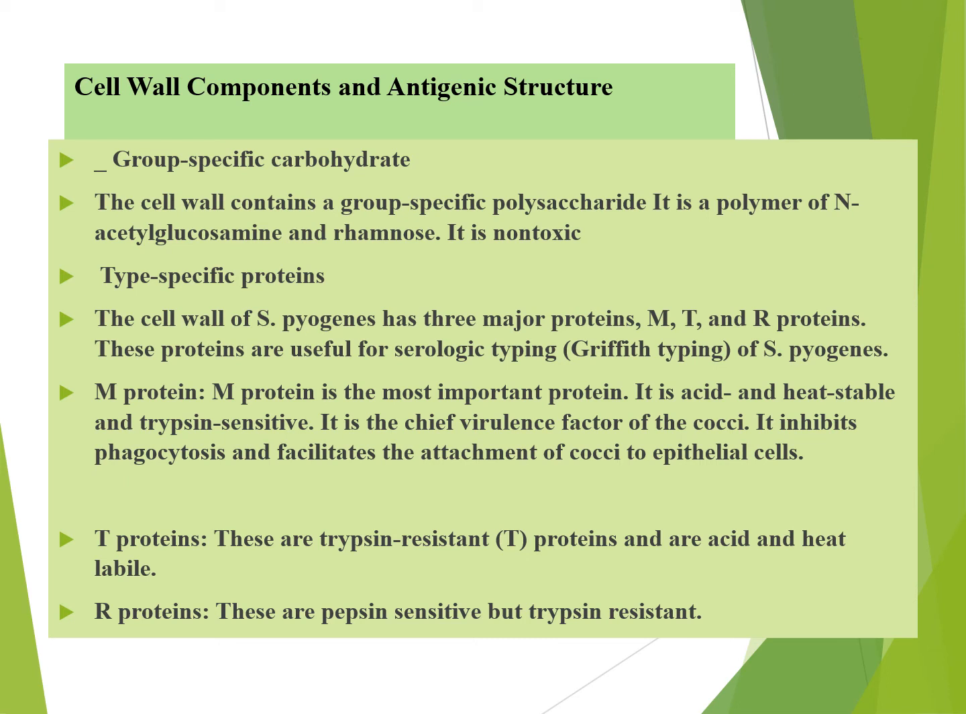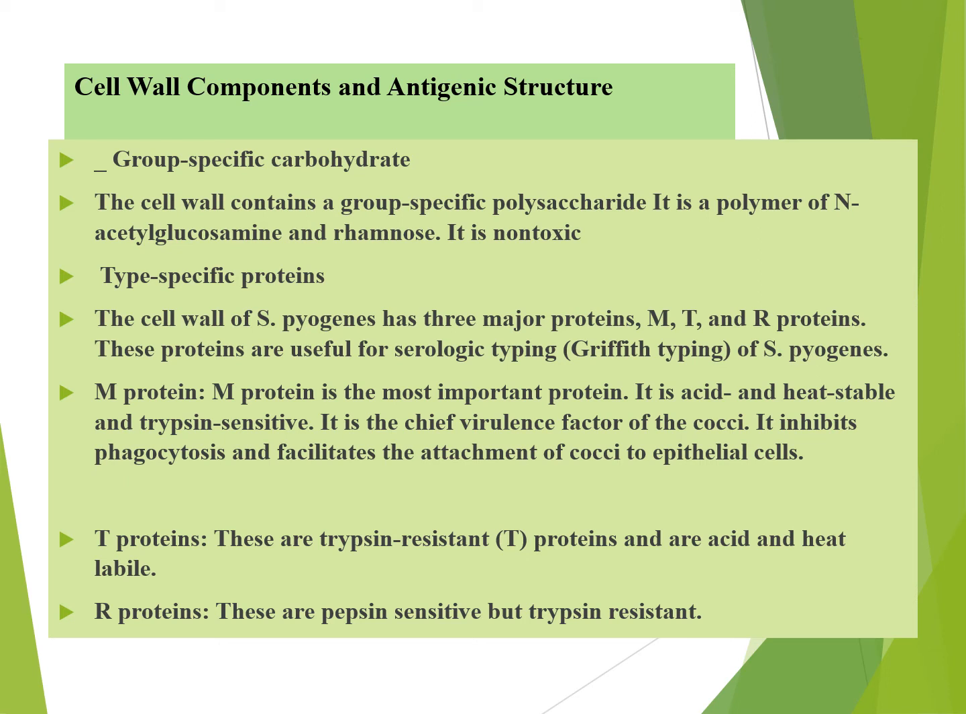It is acid and heat stable and trypsin sensitive. It is the chief virulence factor of the cocci. It inhibits phagocytosis and facilitates the attachment of cocci to epithelial cells. The T proteins are trypsin resistant, and acid and heat labile. Type 3 of the proteins are the R proteins; these are pepsin sensitive but trypsin resistant.